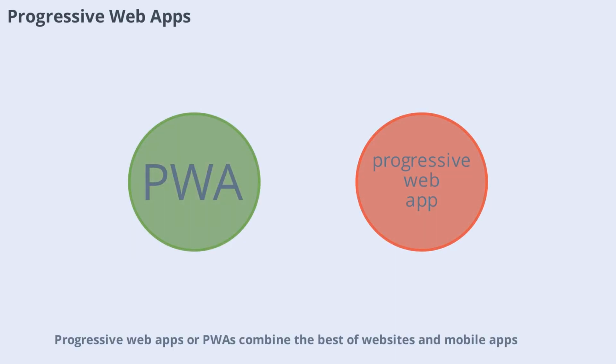Progressive Web Apps, or PWAs, combine the best of websites and mobile apps. They work offline, load quickly, and can be installed on users' devices. PWAs use modern web technologies to deliver a seamless experience, making them a smart choice for many projects.